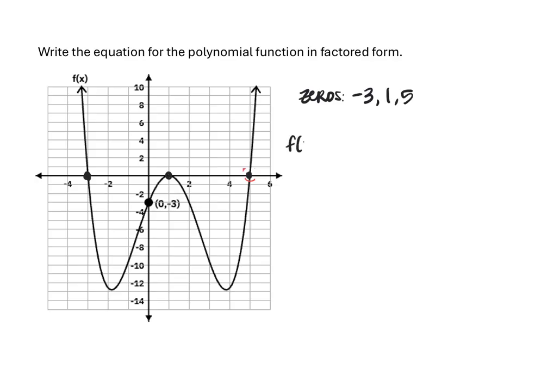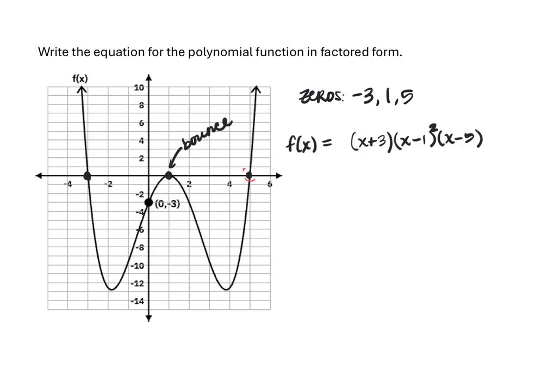So we're going to start by creating our factors. If -3 is a 0, then x plus 3 is a factor. +1 will give us x minus 1 as a factor, and +5 will give us x minus 5 as a factor. Then we also have to notice that we have a bounce on the graph at +1. So that means we have a multiplicity of 2, so that factor will need to be squared. So this is a really good start.